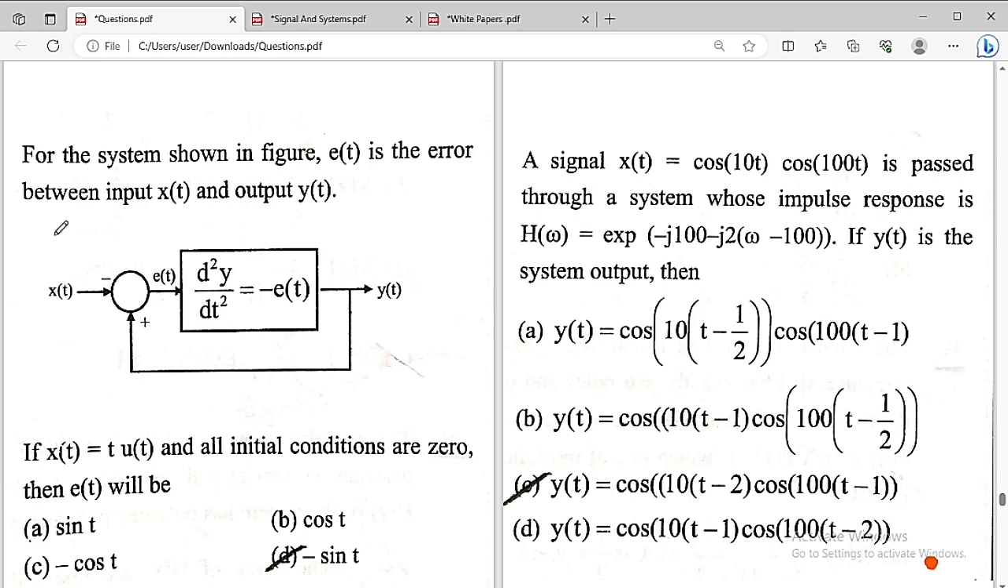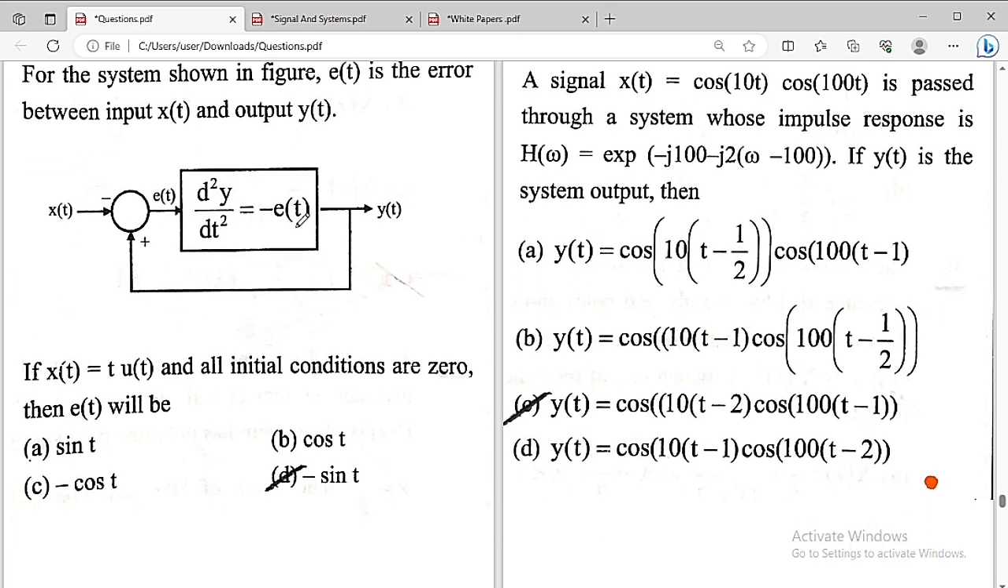So if you see clearly, this is a feedback system. Here minus is there, here plus is there, which means e of t is equal to minus x of t plus y of t, that is, e of t is equal to y of t minus x of t. And here this is an input output relation. Input is e of t and output is y of t. So between these they have given some relation. Basically they want to find the expression of e of t, which is nothing but minus sin t, the correct solution of this question.